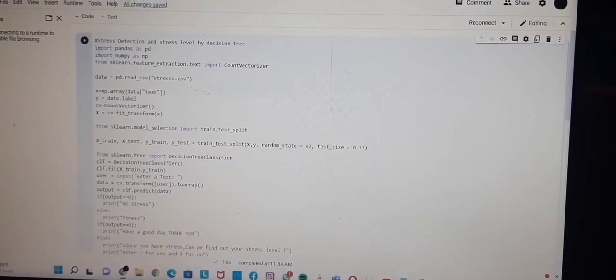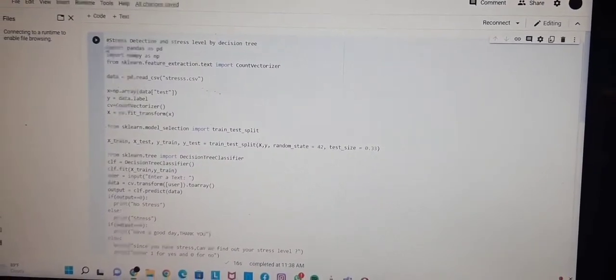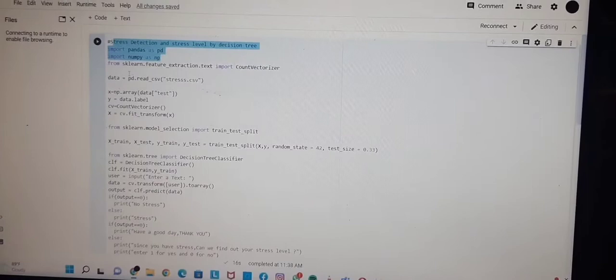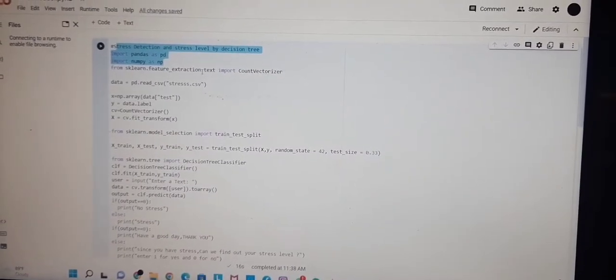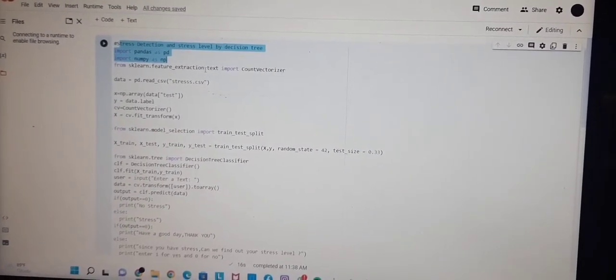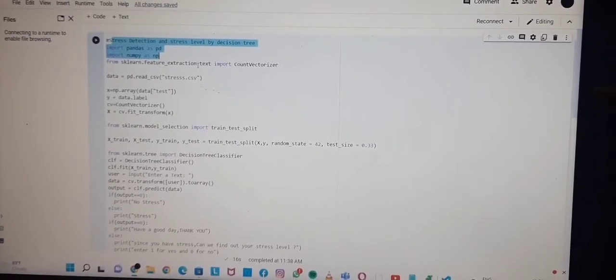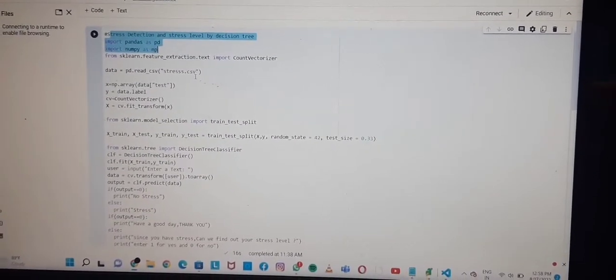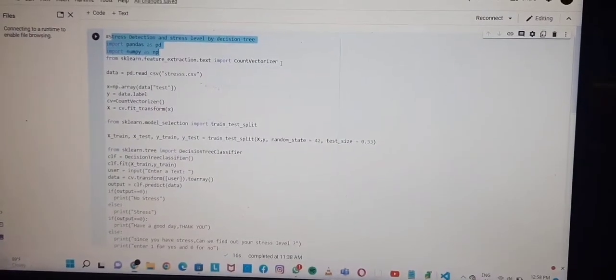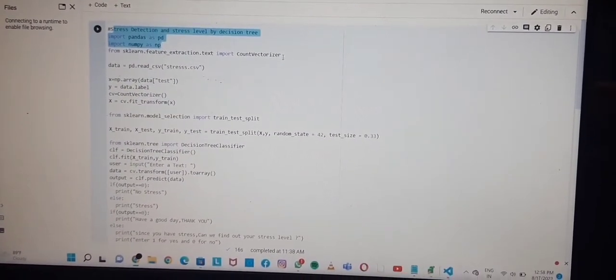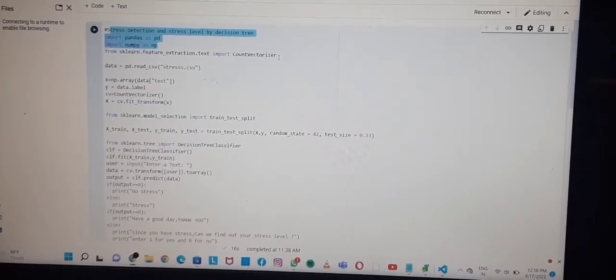In this code, at first we imported the libraries pandas and numpy, and later from the sklearn.feature_extraction module we imported CountVectorizer. The feature extraction module is used to extract features in a format supported by machine learning algorithms from datasets. And CountVectorizer converts multiple text to vector form.